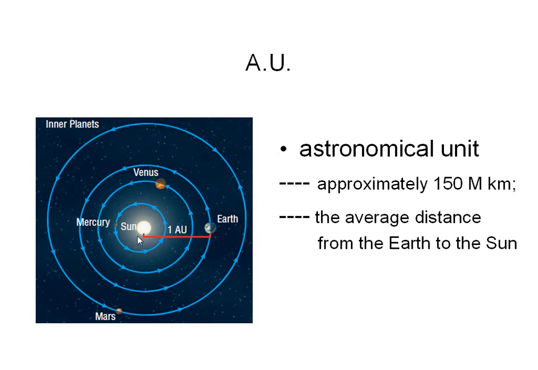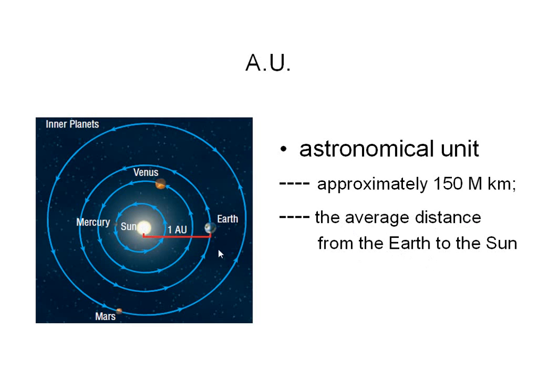The solar system is so enormous that we do not use the SI unit, which is a meter, to measure the distance between the objects. We use a new unit called AU. AU is Astronomical Unit. So what is 1 AU? 1 AU is approximately 150 million kilometers. It is the average distance from the Earth to the Sun.